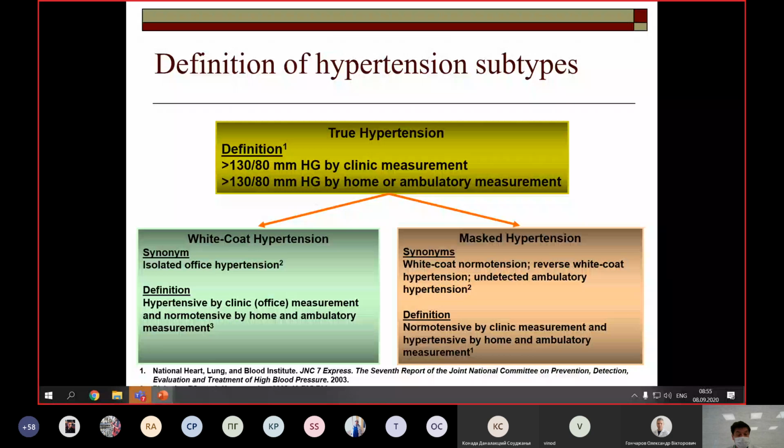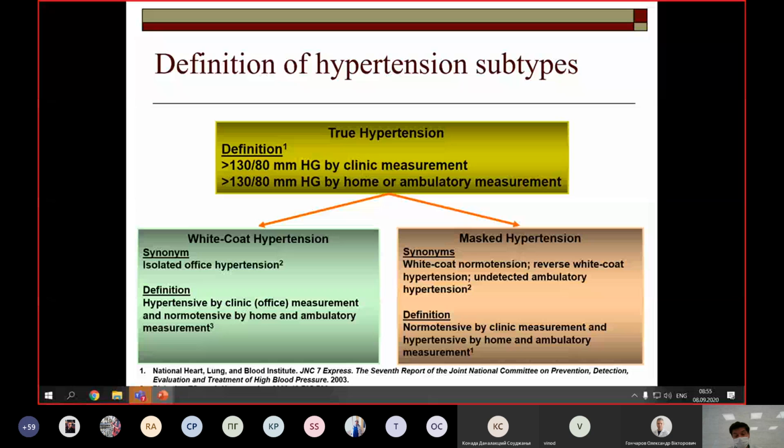It's non-isolated office hypertension. The main definition is on this slide. We can see that the patient is hypertensive by clinical office measurement and normotensive by home and ambulatory measurement. All these patients should be reported as having white coat hypertension. In contrast, masked hypertension is a synonym for white coat normotension.